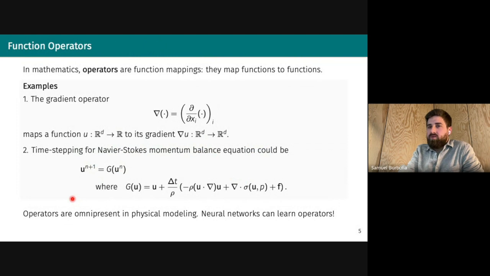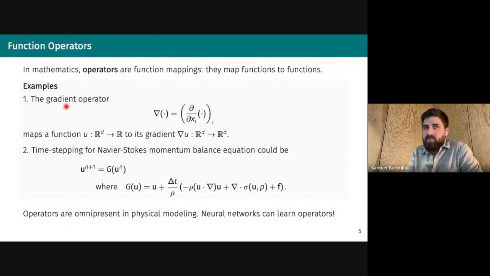And now I would like to shortly introduce the concept of operators and why this is relevant for this regime. Function operators in mathematics are function mappings. So these are functions of functions. It's a mapping that takes an input function, like a sine wave, for instance, and maps it to another function, like a cosine wave. So, functions of functions.